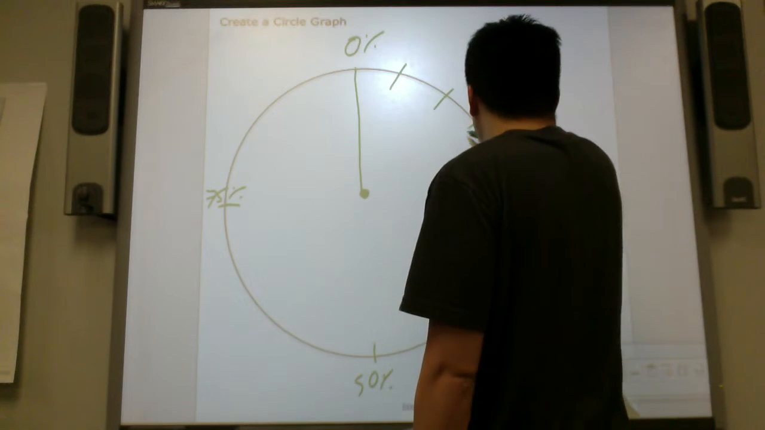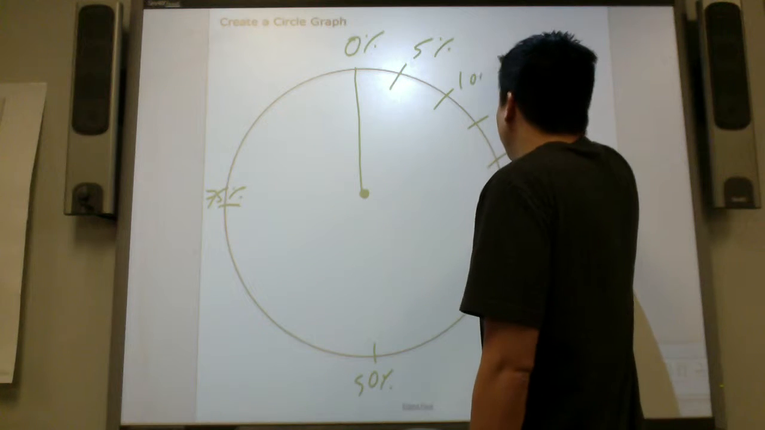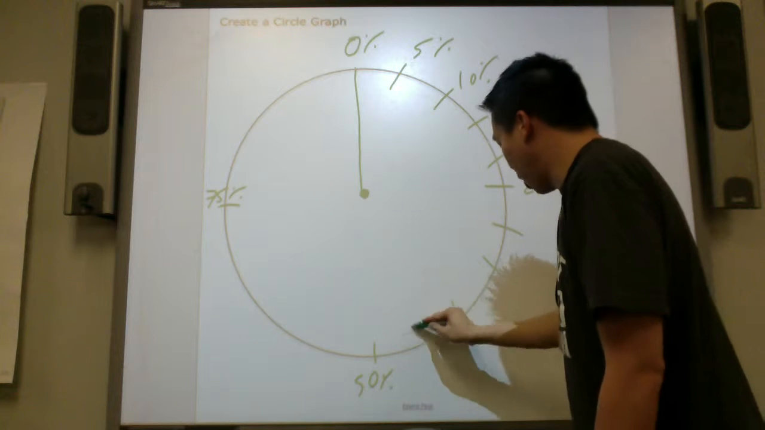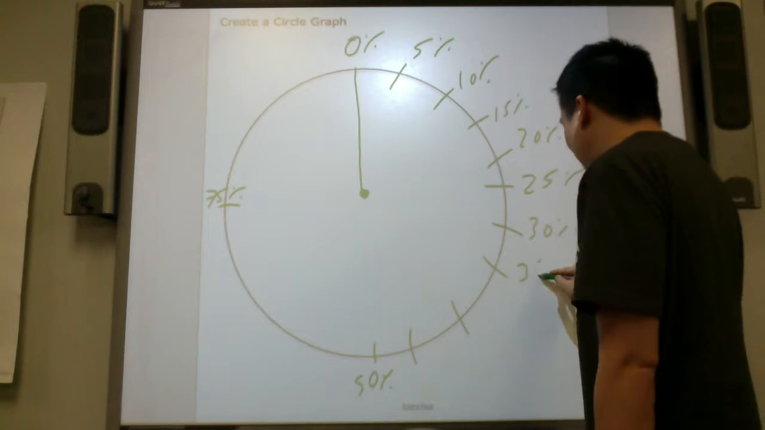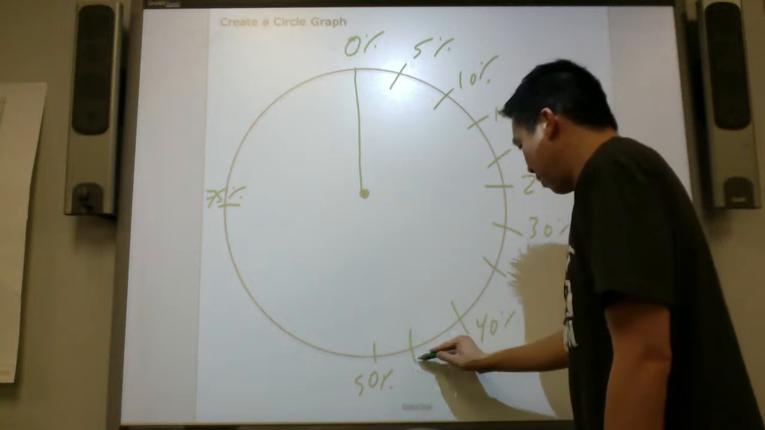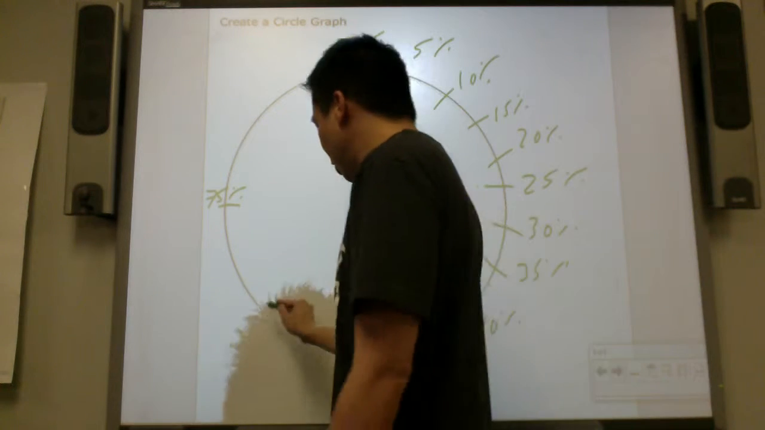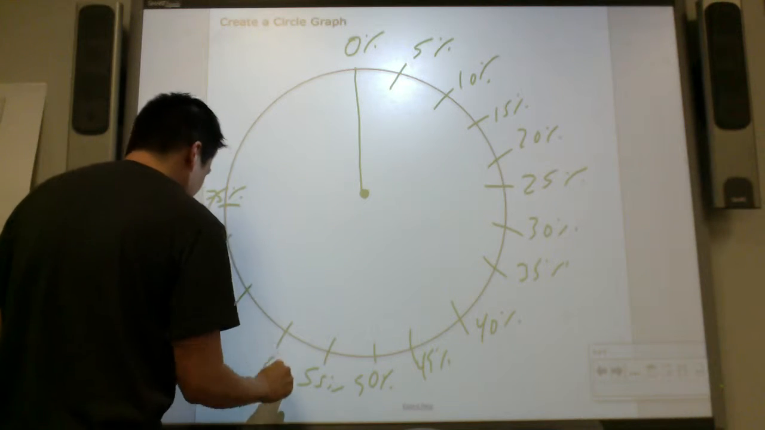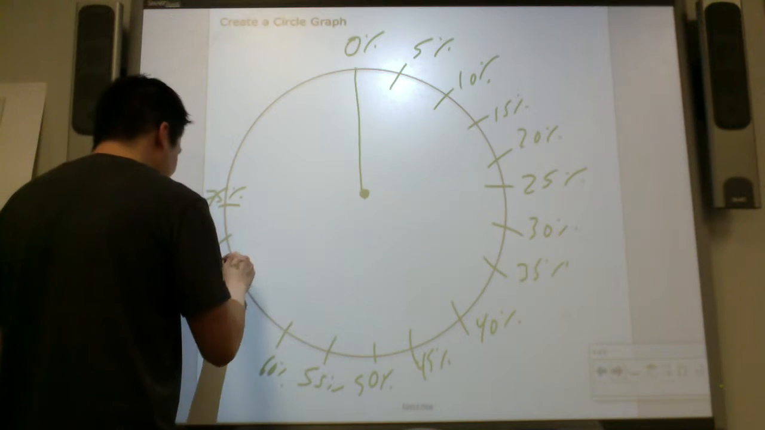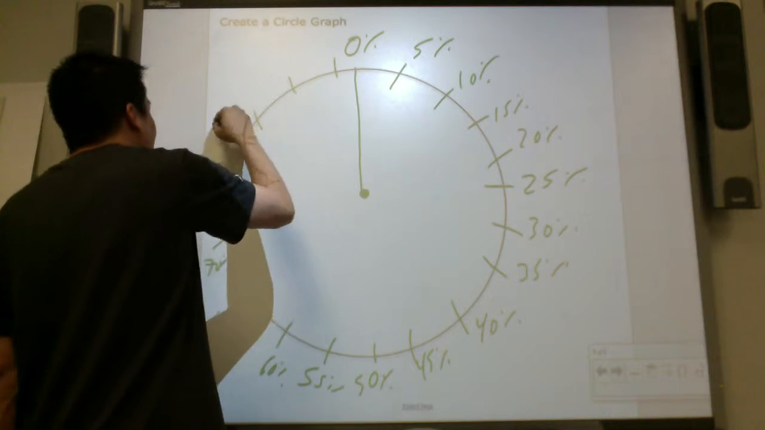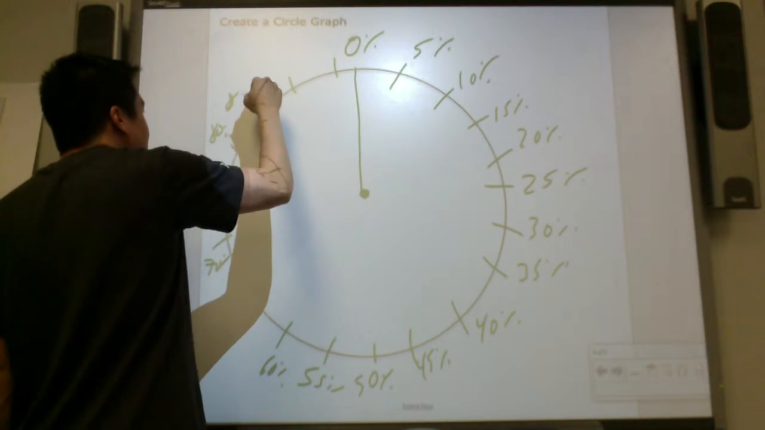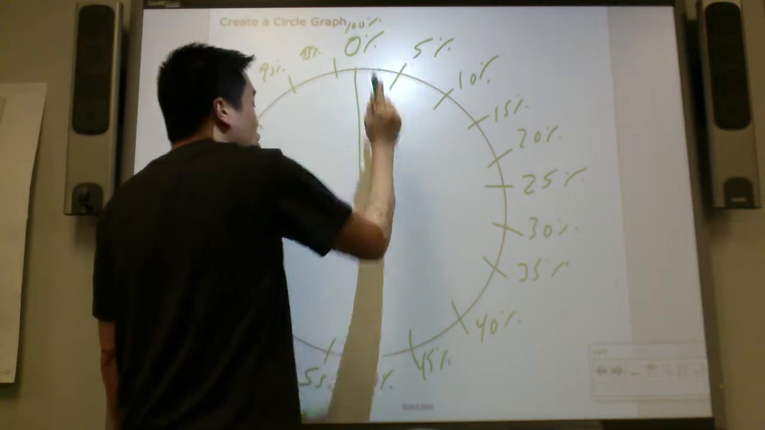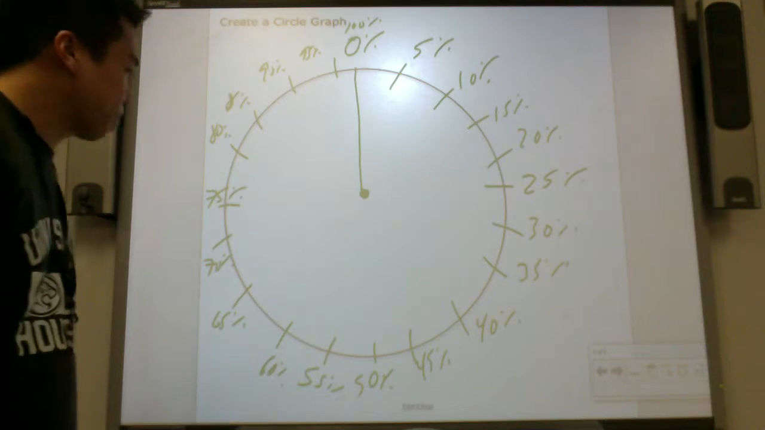So 5, 10, 15, 20. 5%, 10%, 15%, 20%. Partition this into 4 parts. 30%, 35%, 40%, 45%. 1, 2, 3, 4. 55%, 60%, 65%, 70%, 80%, 85%, 90%, 95%, and if you complete the whole circle, part to whole, 100%.